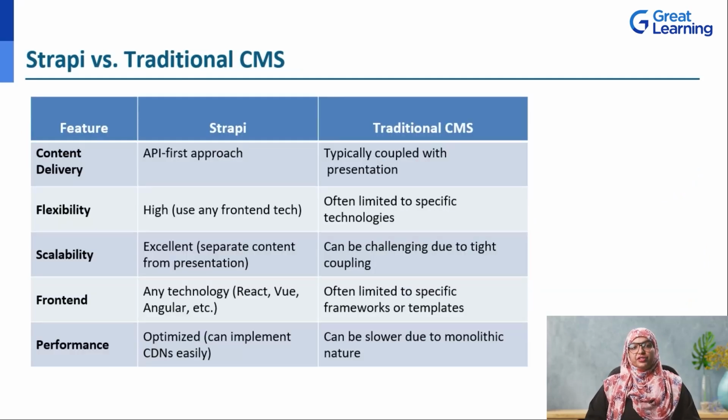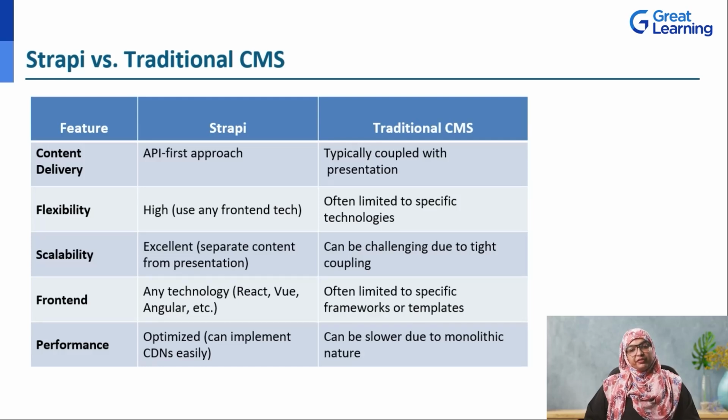Moving on to the differences between your Strapi versus your traditional CMS. So we will just look into the features and what is the difference your Strapi has with regards to your traditional CMS. Content delivery, your Strapi has an API first approach. As we said, the APIs are automated. That is, your REST API and your GraphQL APIs are all automated, and the content delivery is happening based on your API first approach.